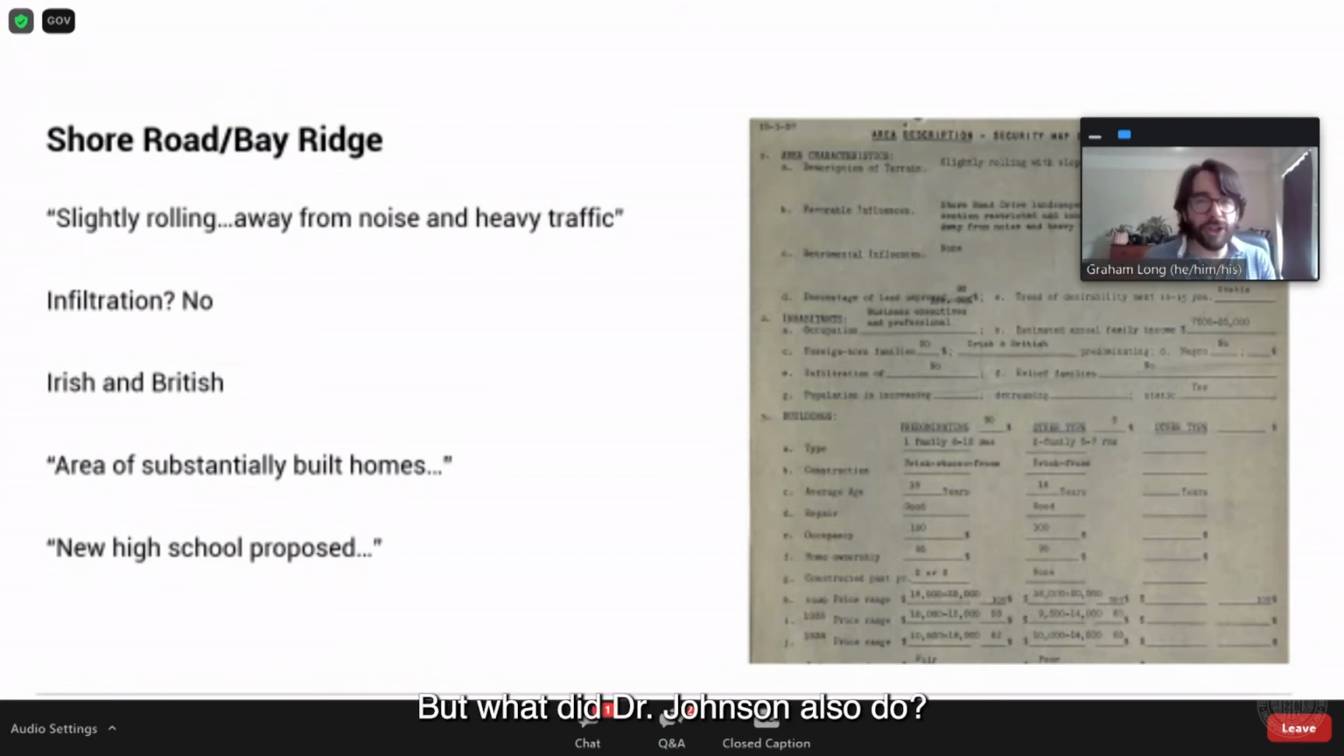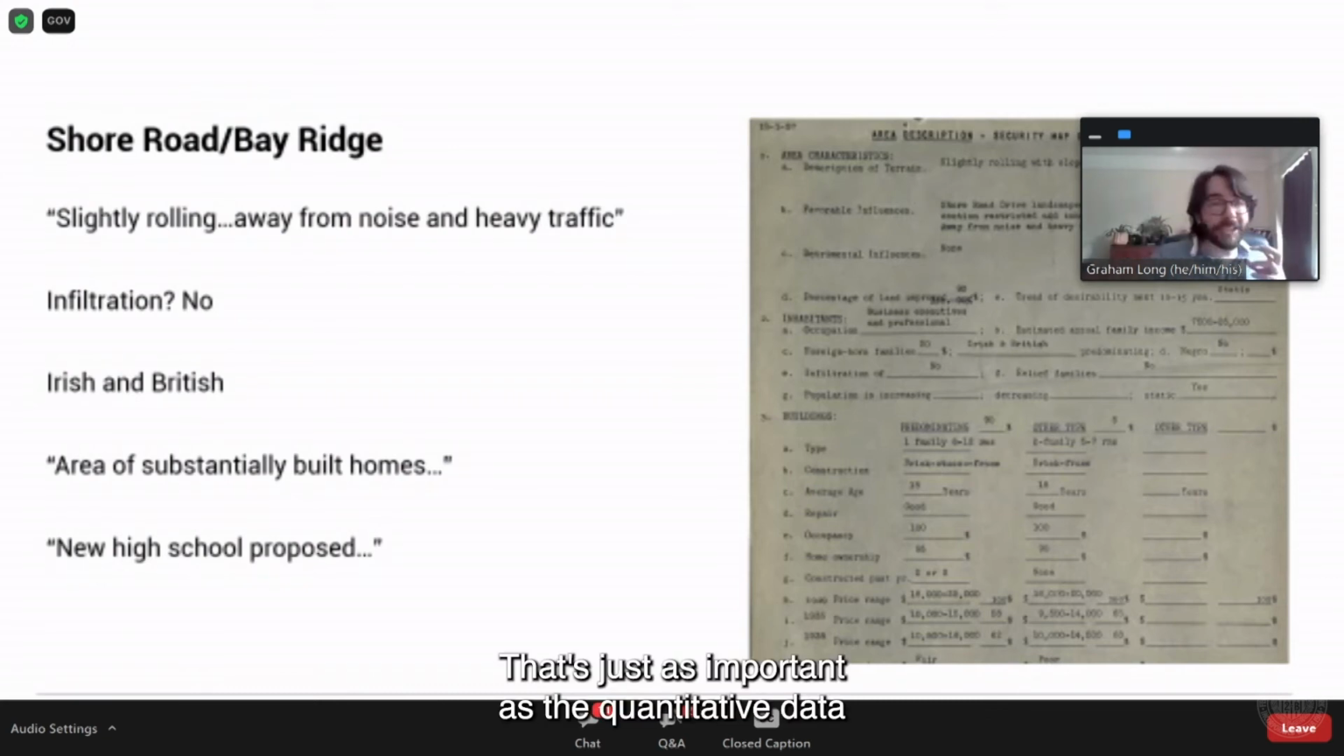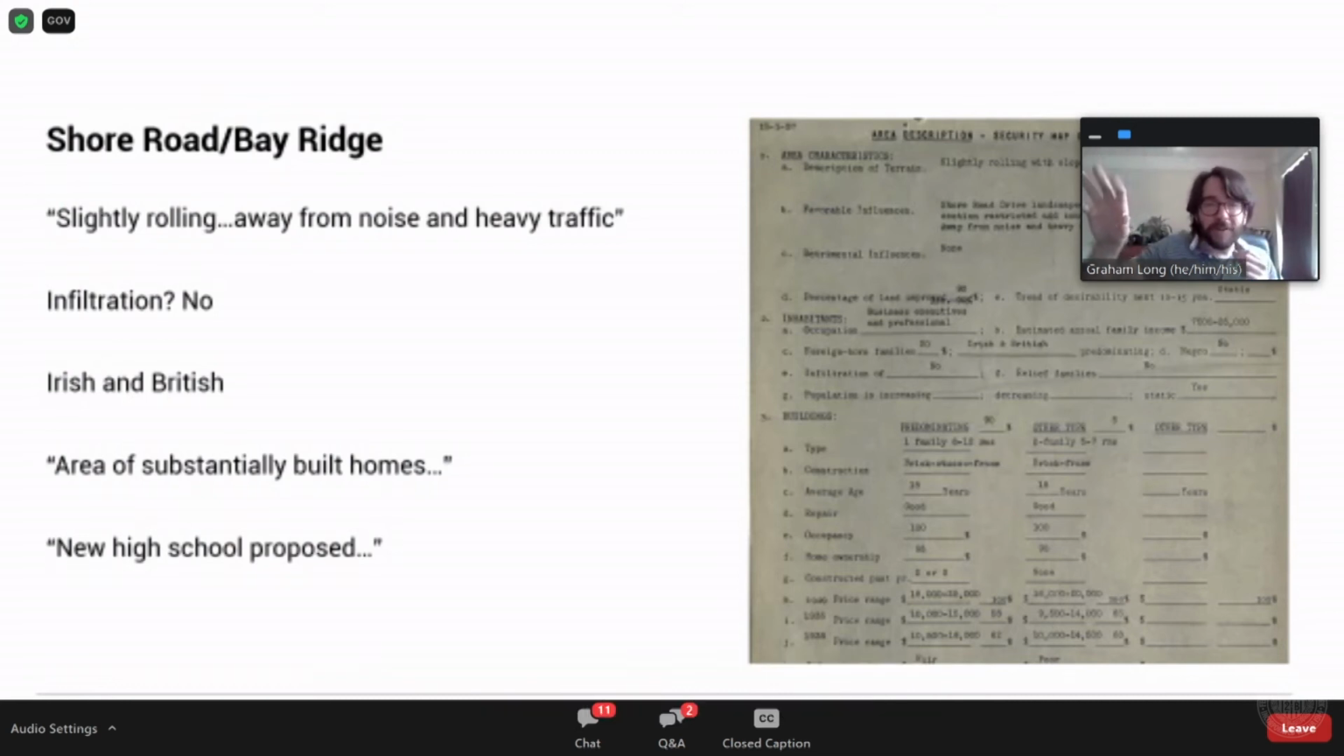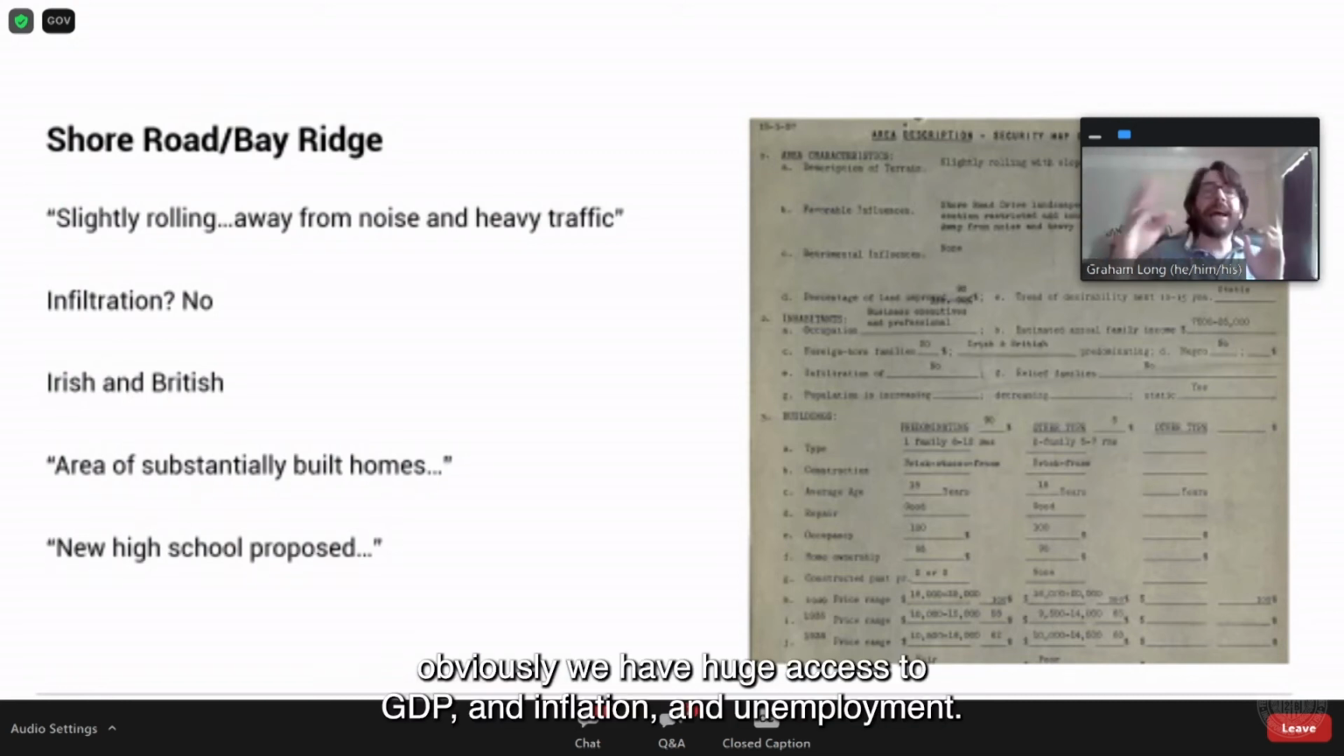But what did Dr. Johnson also do? Interviewed people, right? Qualitative data. That's just as important as the quantitative data that sometimes economics really gets honed in on, right? To talk about the Fed for one moment, right? Working at the Federal Reserve. Obviously, we have huge access to GDP and inflation and unemployment.